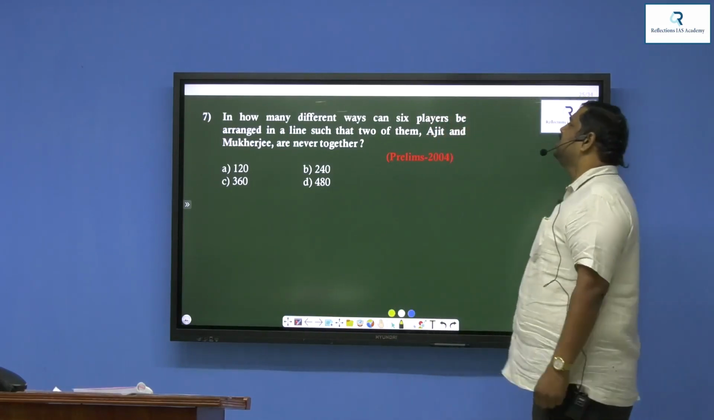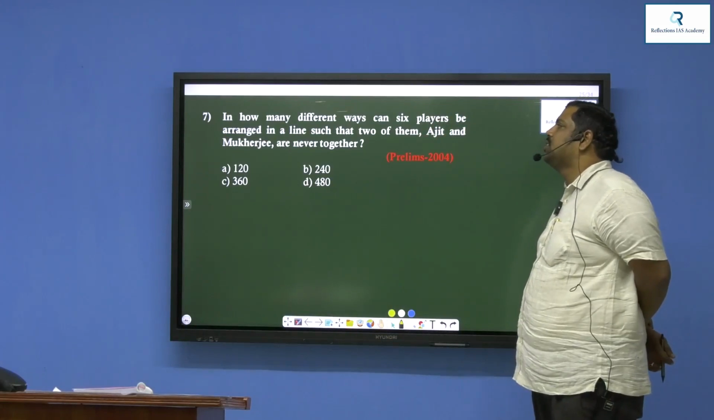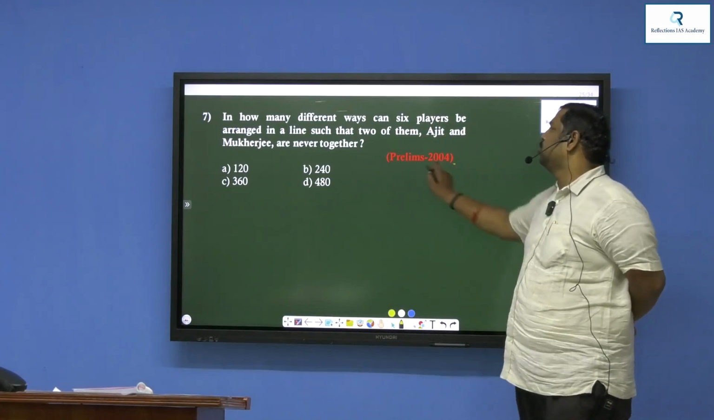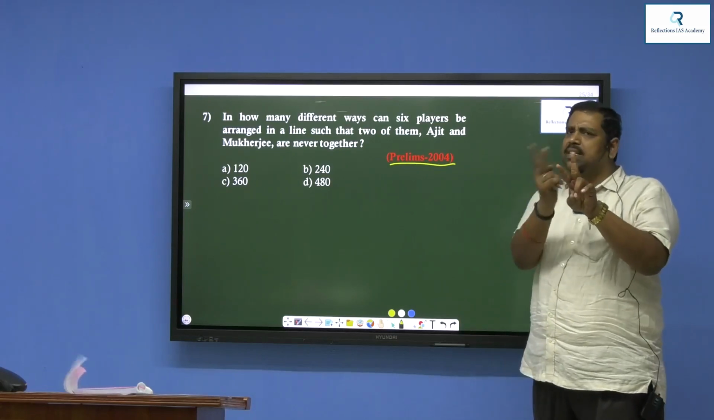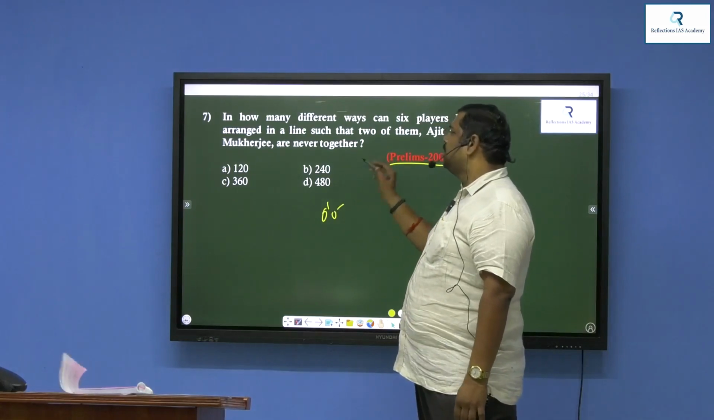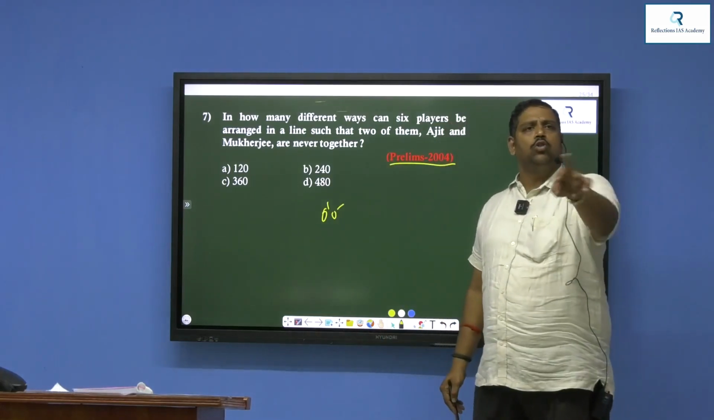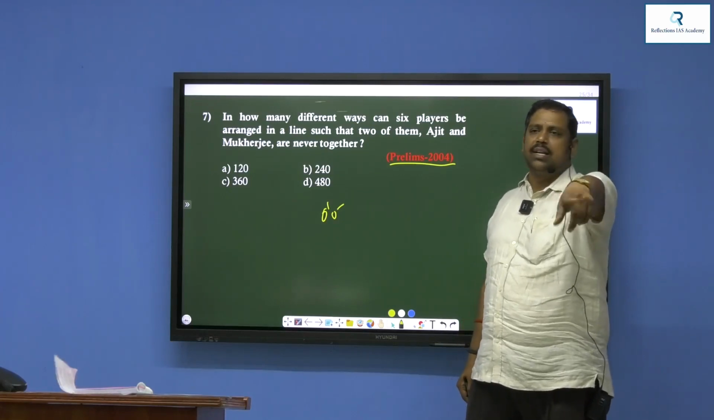In how many different ways can 6 players be arranged in a line such that 2 of them, Ajit and Mukherjee, are never together? Prelims 2004. Never together. Only 2 persons. Again, 2 possibilities I can do, right? So total 6 players means 6 factorial. In that, I will remove the cases where those 2 players are adjacent to each other.